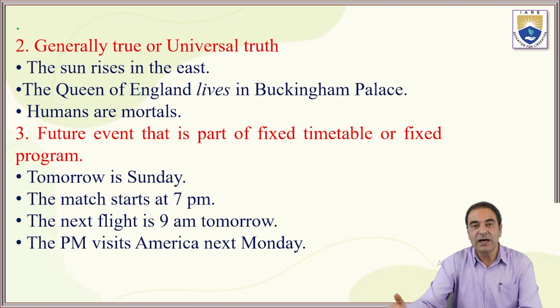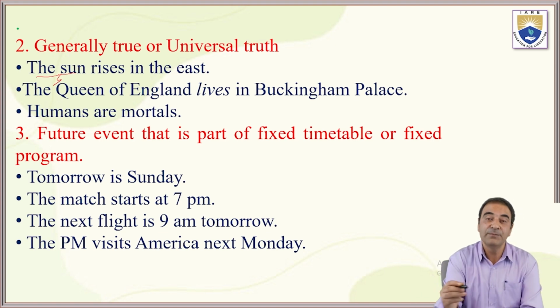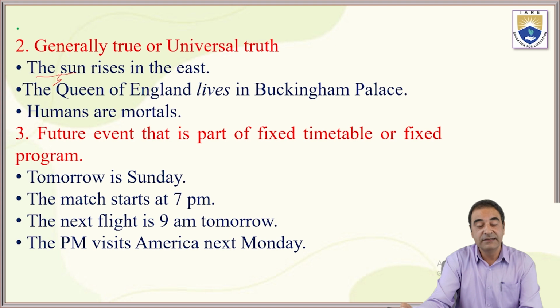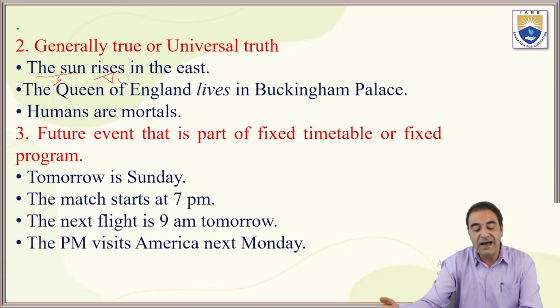For example, look at the first sentence. We have the sun as a subject. This is third person singular. And then with third person singulars, we have to add s or es to the main verb. Here we have verb in first form. The sun rises in the east. Yes, this is a universal fact, and everyone knows it. We acknowledge it, that sun rises in the east.